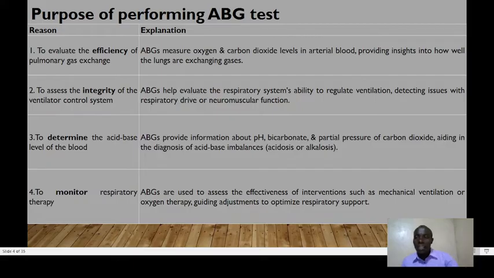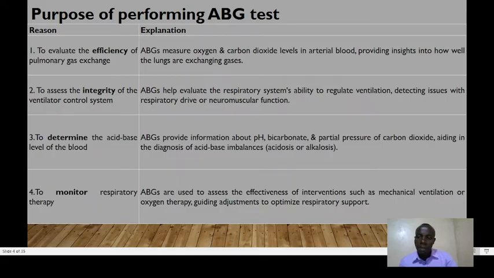We want to evaluate the efficiency of pulmonary gas exchange. The ABGs will measure the oxygen and carbon dioxide levels in the arterial blood, and this will provide insights into how well the lungs are exchanging these two gases. Number two is to assess the integrity of the ventilator control system. ABGs will help us evaluate the respiratory system's ability to regulate ventilation, and detect issues with respiratory drive or neuromuscular function.